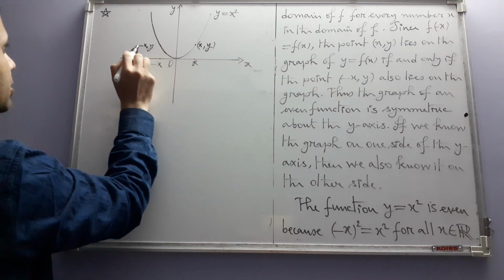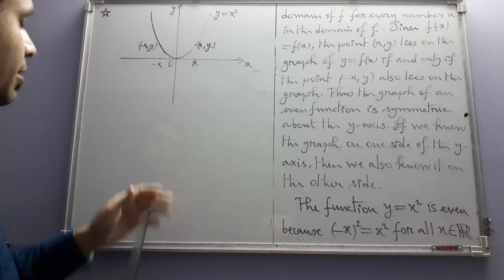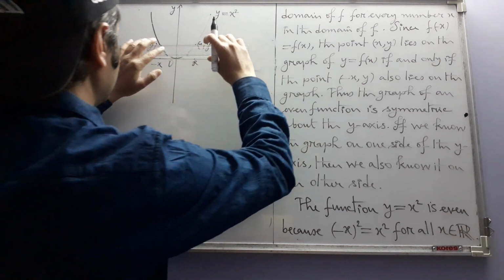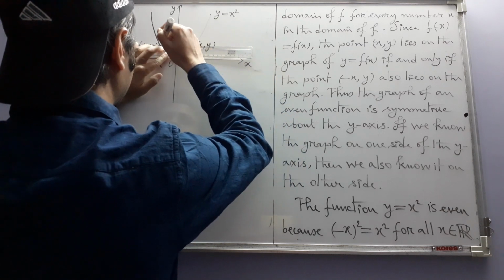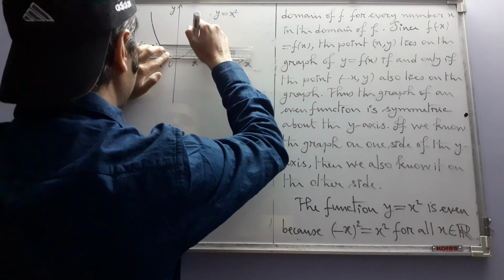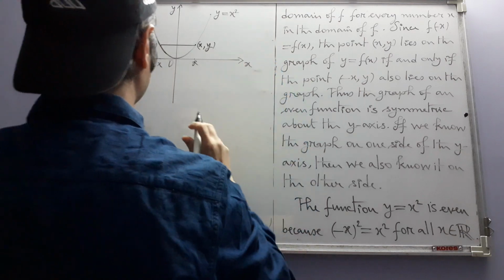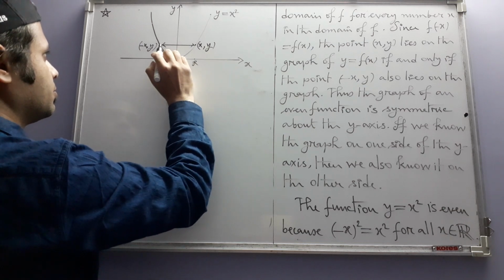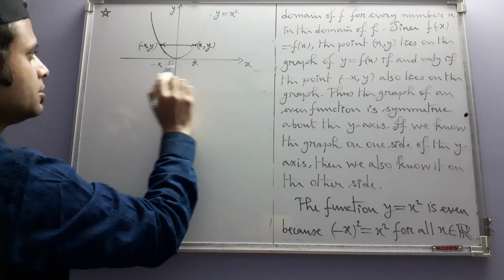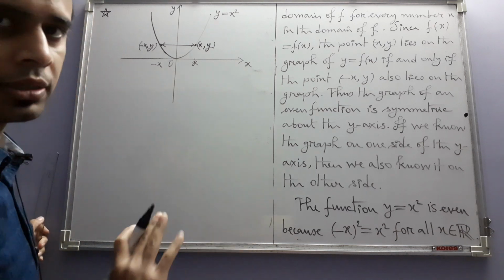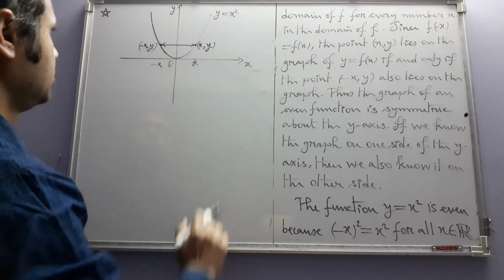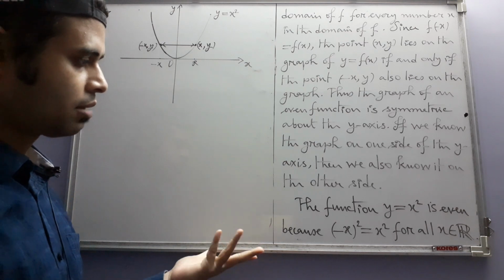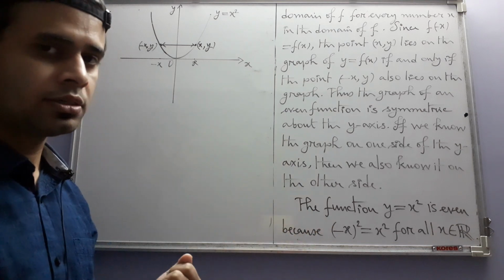Minus x comma y, where minus x whole square is also equal to y because it is x square, and these two lie on the same horizontal level. That is because the y coordinates of these points are the same, and this is true for any x, minus x pair. Okay, so this is the symmetry of the graph about the y-axis, and this comes from the evenness of the square function.